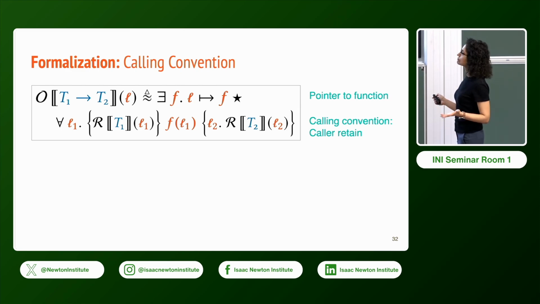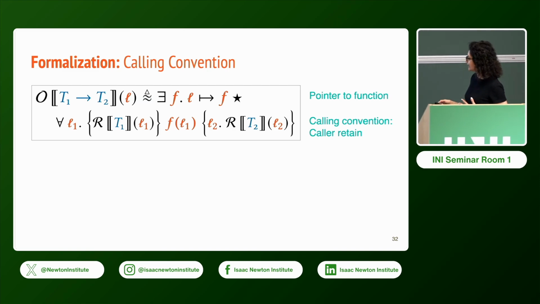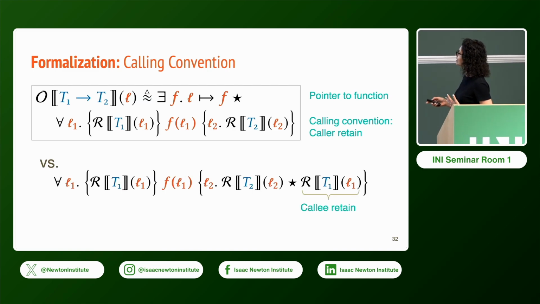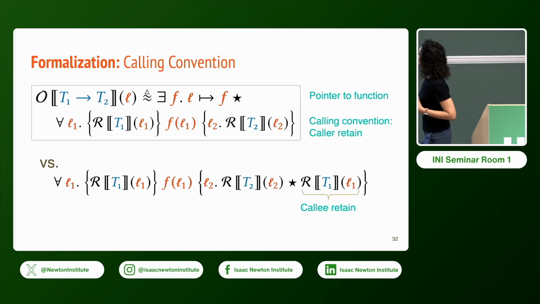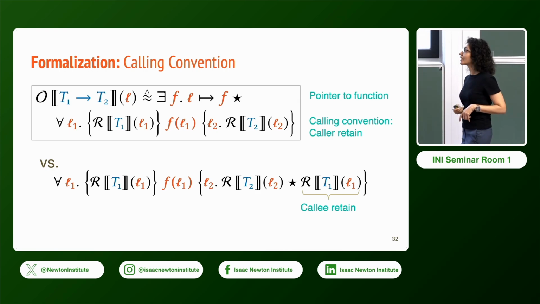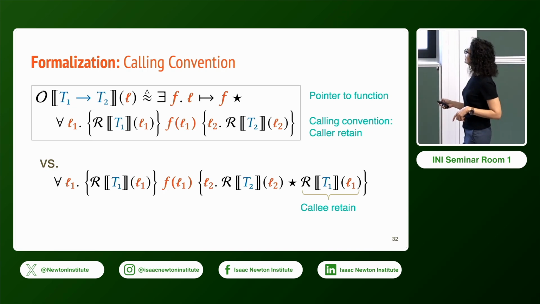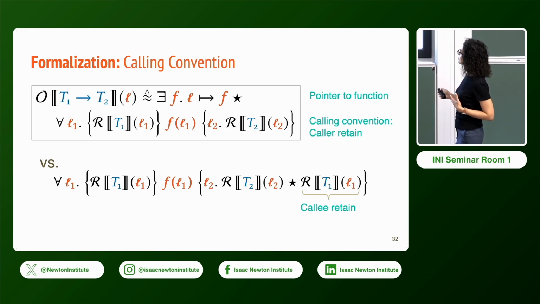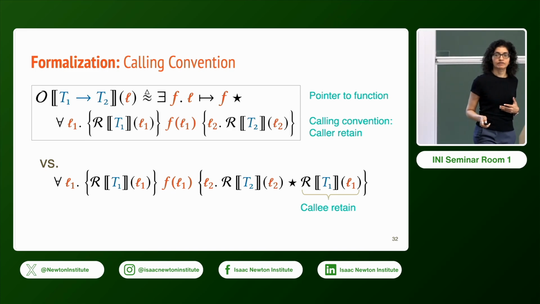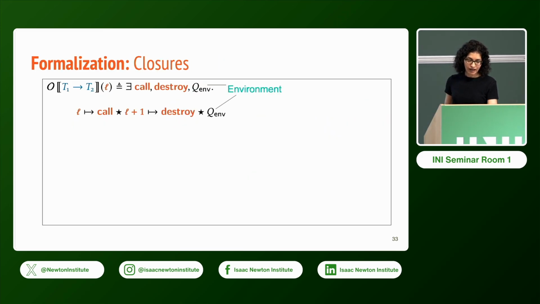And I can also point out that you can think of this little calling convention and compare it to this alternative. The top one you can think of as caller retains the access to the L1, and the bottom one is callee retains. So here, the function, after calling L1 and after it's done running, also gives back a reference to that L1. But you can encode these different calling conventions at this level.